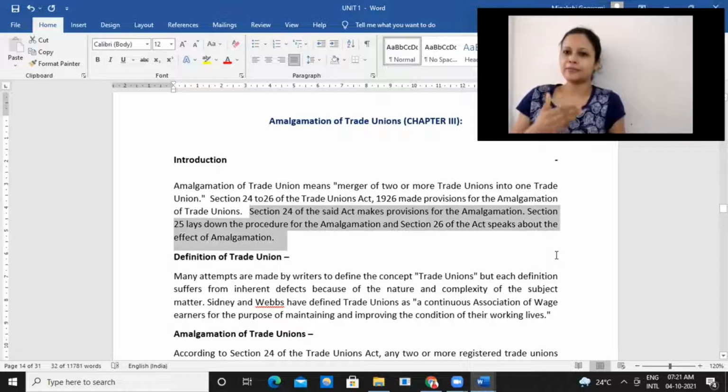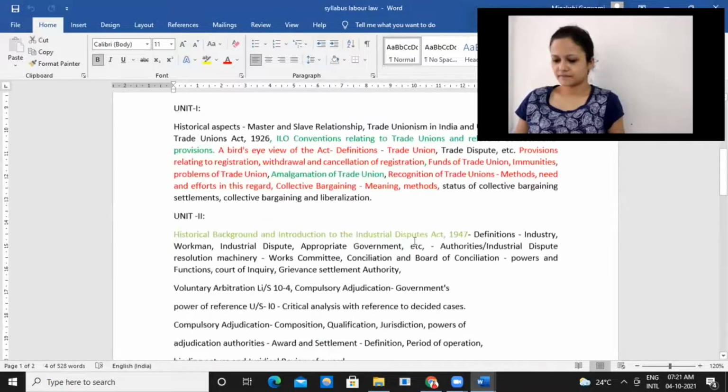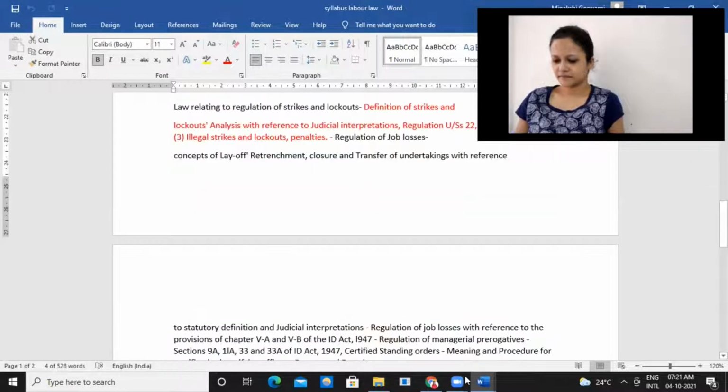What will happen once 2 or more trade unions come together and form one union? What will happen to their rights or liabilities? Will they remain as they are, or what will happen? Is this part clear? Yes, madam.